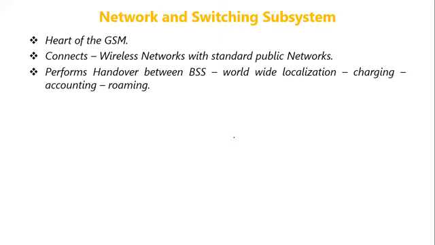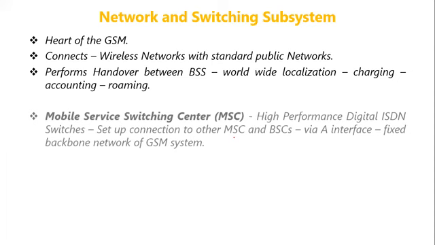Localization is done by the network and switching subsystem. It also performs other tasks like charging, accounting, and roaming of users between different providers in different countries. The mobile user may roam; he may move from one place to another, and sometimes he may go to a place where his network is not available. So he may have to connect with some other network for communication. Such features are also part of the network and switching subsystem.